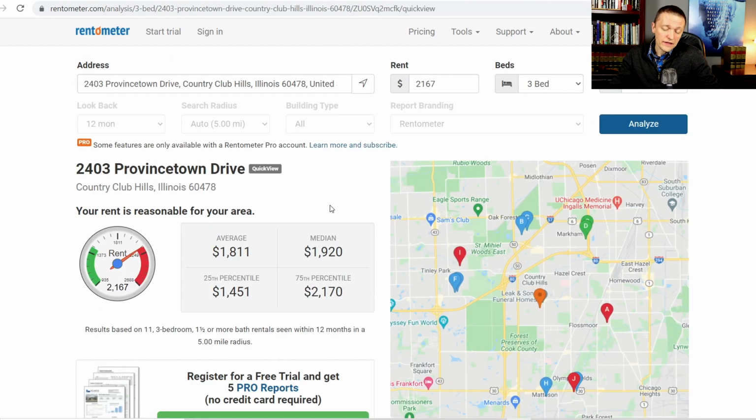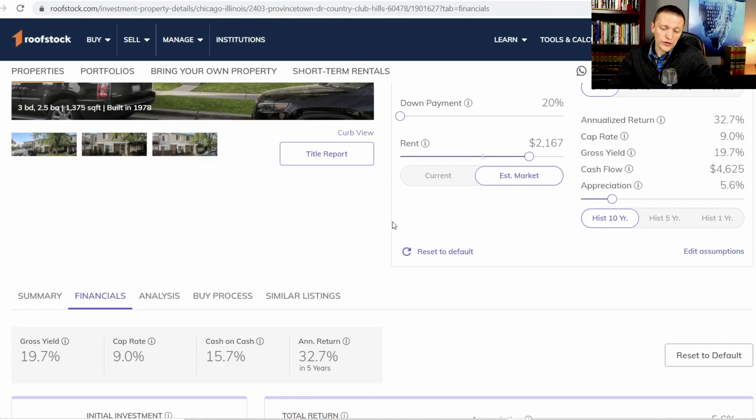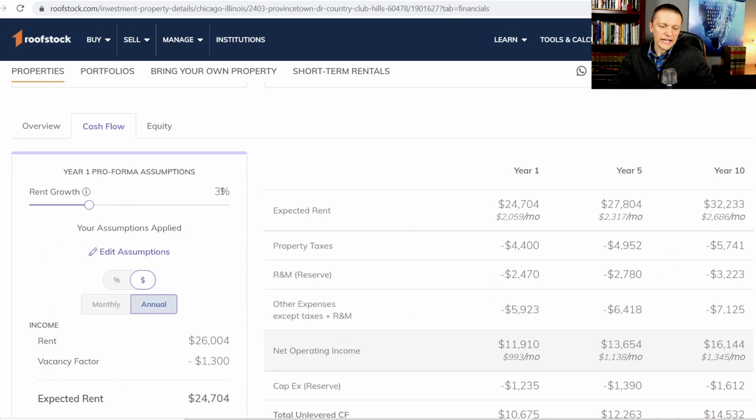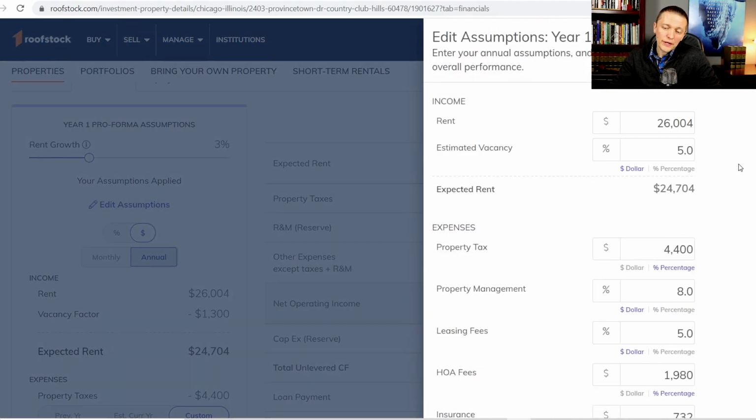And so I think this is also very good news for this property, and looks like there's some potential to increase the rents and realize a much higher rate of return. So let's scroll down and look at the cash flow calculations and assumptions. So right now it's showing us the estimated market rent of $2,167 per month, which comes to $26,004 per year. I'm going to leave it at that for now, and let's look at the other numbers.